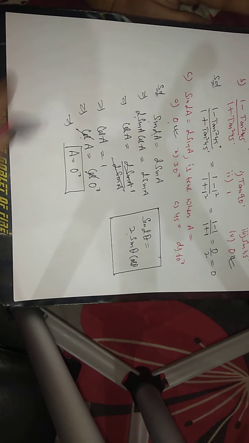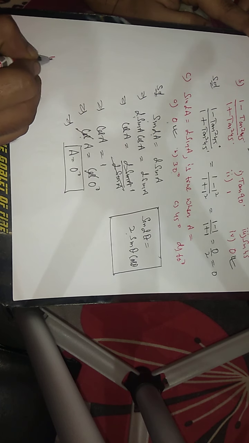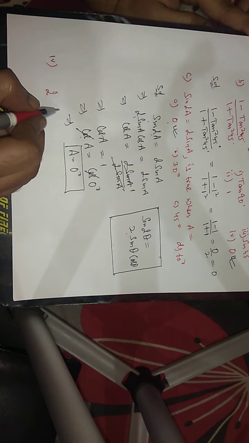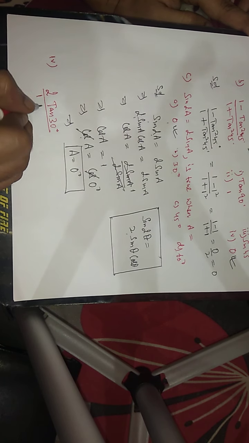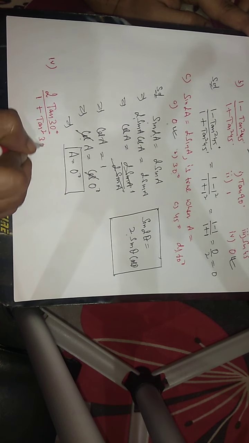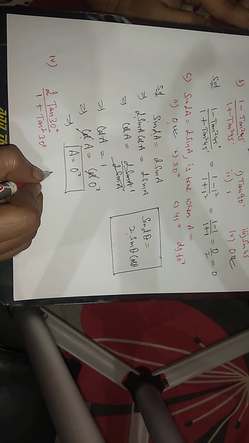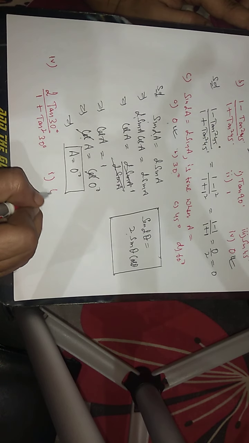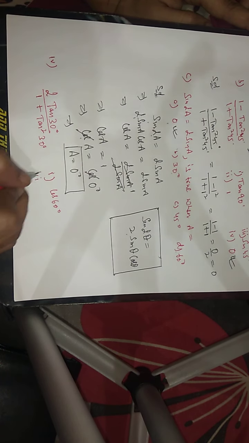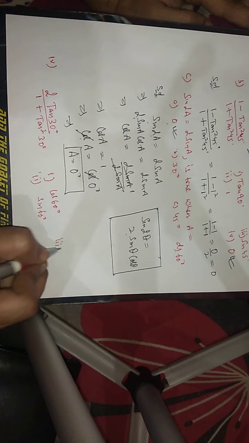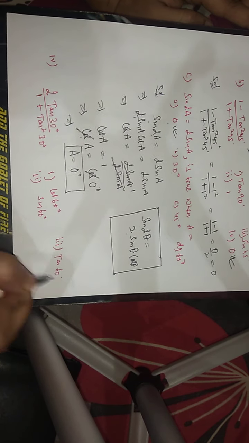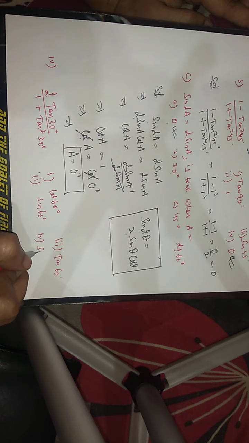Now let's move towards the next part, part number 4. Part number 4th is 2 tan 30 degree upon 1 plus tan square 30 degree. And the options are: option number first is cos 60, option number 2 is sin 60, option number 3 is tan 60, and option number 4 is sin 30.